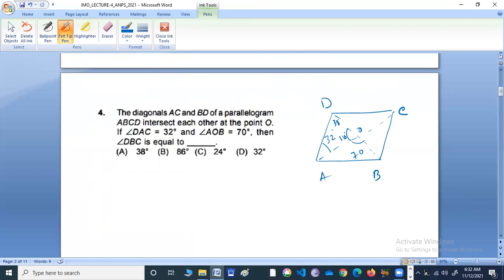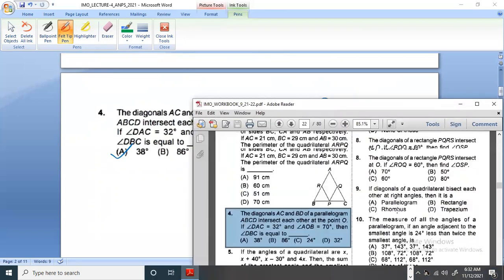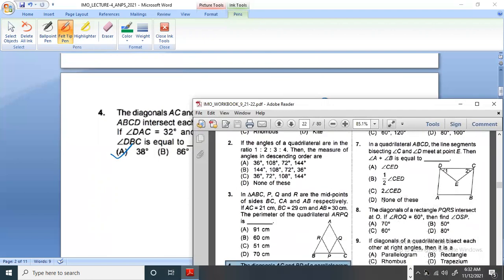And DBC. So obviously this angle and this angle are alternate angles. So DBC is also 38. Right. The option is the correct one. Good. Let's move on to the next one. Question number 5, more of the same. Two adjacent, more of the same.